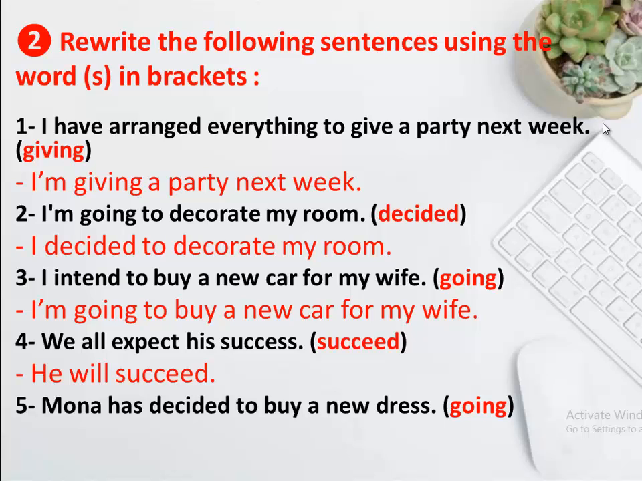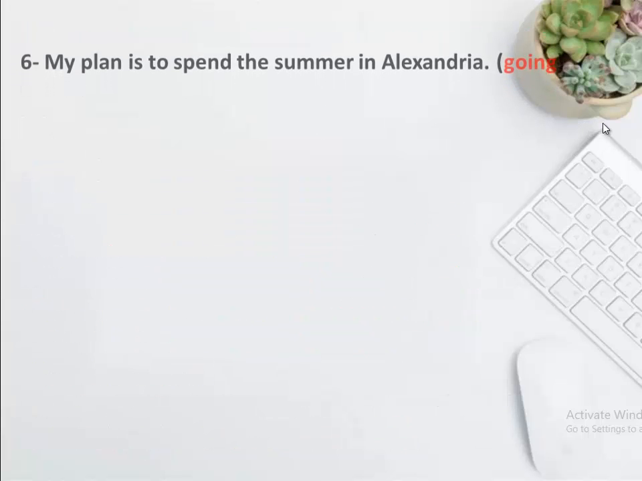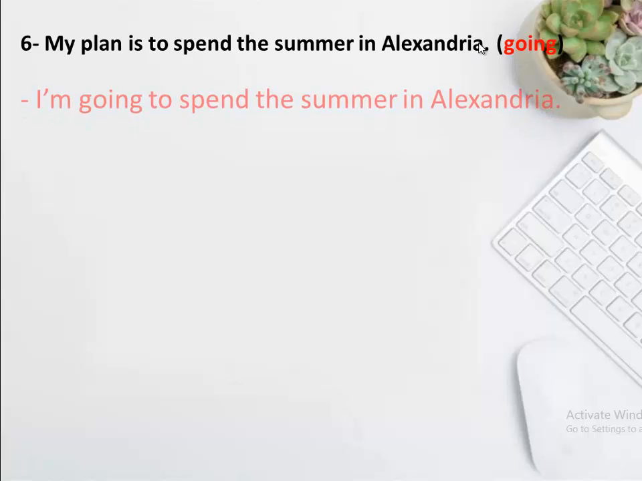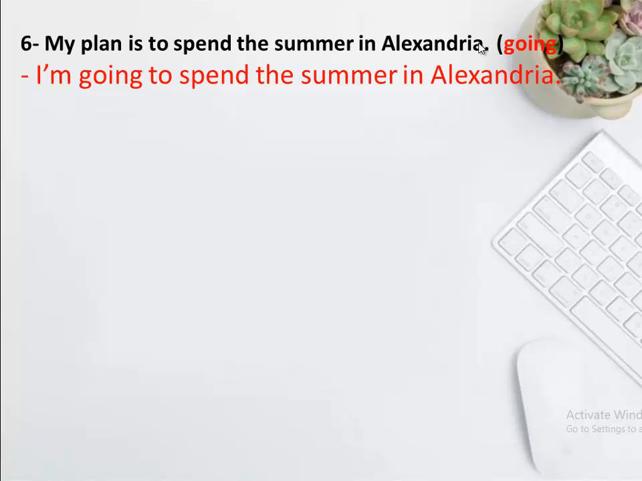Number 5: Mona has decided to buy a new dress. Mona has decided means Mona is going to. Mona is going to buy a new dress. Number 6: My plan is to spend the summer in Alexandria. My plan means I planned to do this, so we will use going to. So I am going to spend the summer in Alexandria.